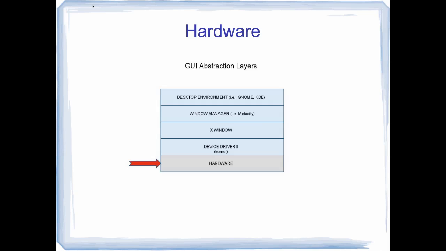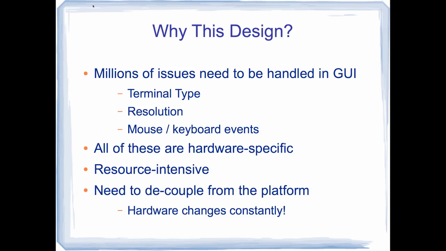So let's start with this first layer, hardware. Obviously, this is where everything begins. Hardware is, of course, the physical components of your graphical interface. And this is really where the rubber meets the road, if you will. So let's think for a second about the hardware and talk about a couple things that we have to consider in this design. GUIs are tremendously complicated and resource-intensive critters. There are literally, very literally, millions of issues and tasks that have to be handled anytime you have a running graphical interface.